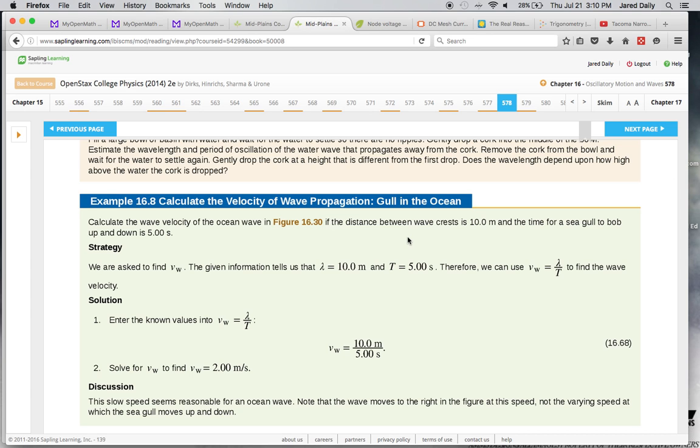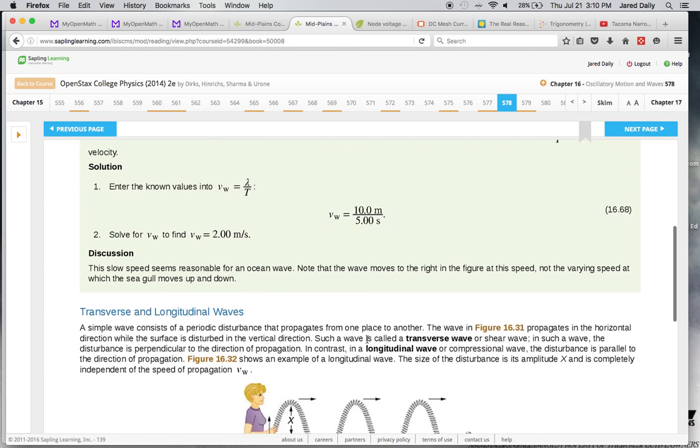So here we have an example where we have a wave crest that has a 10-meter distance between wave crests, and the time that it takes a seagull to bob up and down is 5 seconds, so that's our period. And we have a wavelength and a period. We can divide the wavelength by the period to get a wave velocity, and it ends up being 2 meters per second, 10 divided by 5.